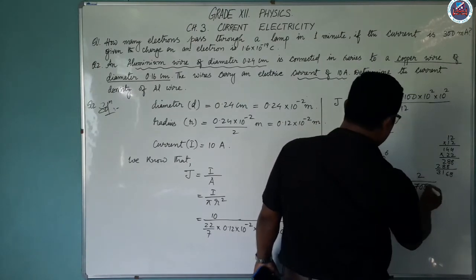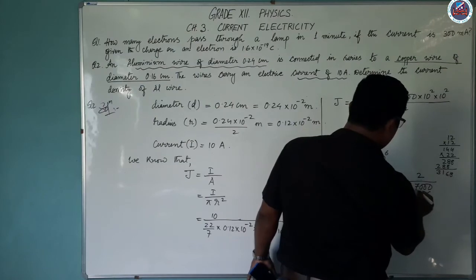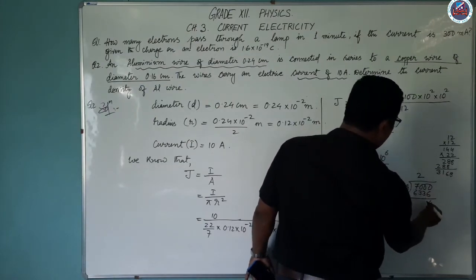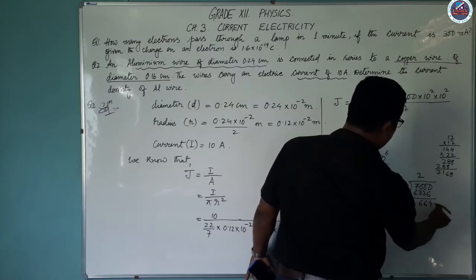8 twos are 16, 6, 1 in hand. 12, 13, 3, 1 in hand. 2, 3, 2, 3 are 6. Subtract it, 10 minus 6 is 4. 9 minus 3 is 6. 9 minus 3 is 6. Again I will put 0.